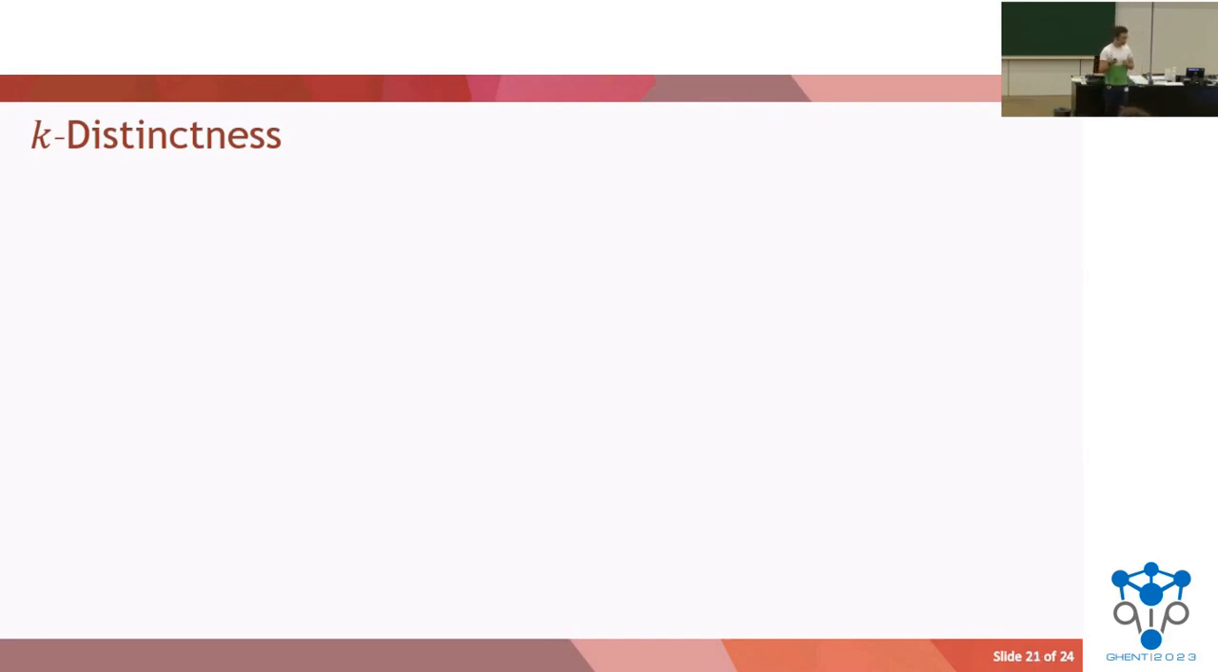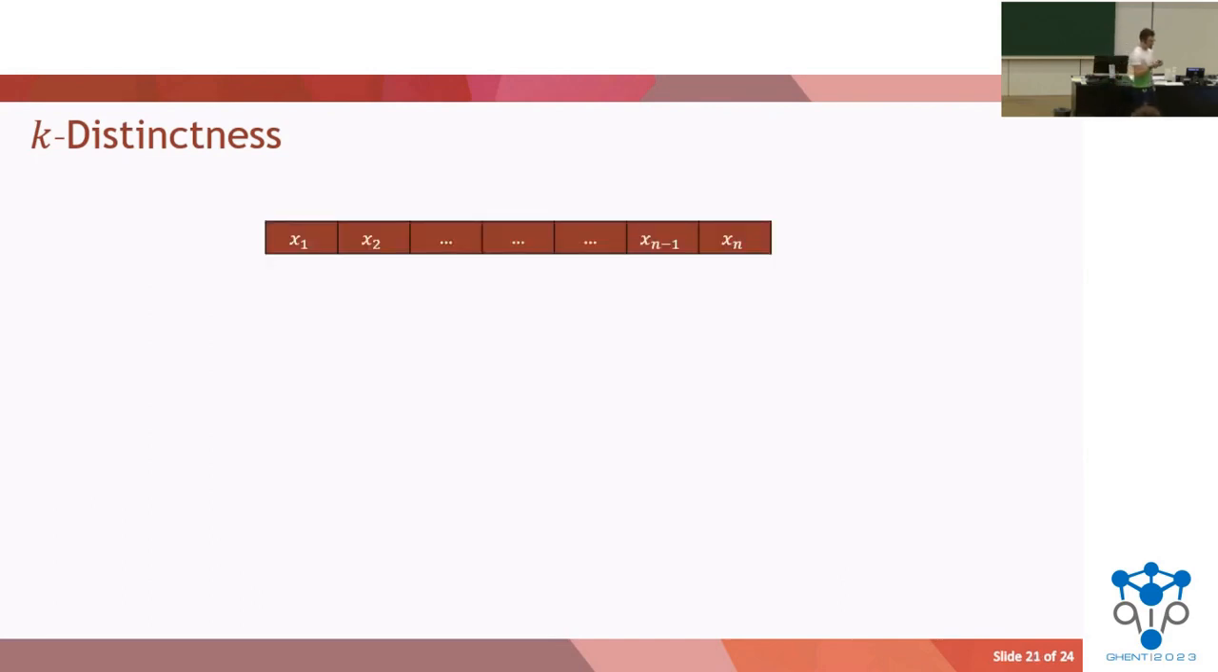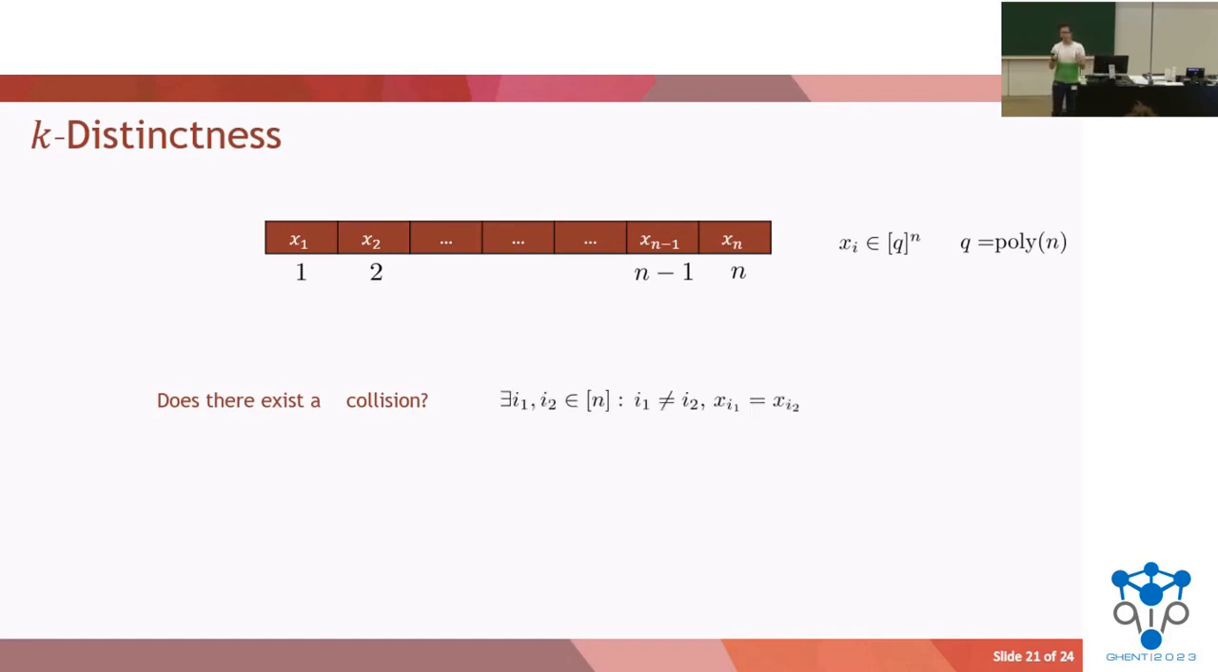So what is the problem of k-distinctness? Consider a list of n elements, and all these elements are polynomial in size. Just think of a number. You might be more familiar with the element distinctness problem, where you have to decide whether this list contains a collision. A collision is just two distinct indices whose respective values in the list collide. Now, the k-distinctness problem is a generalization. Instead of looking for a collision, you're now looking for a k-collision, and this makes the problem harder.